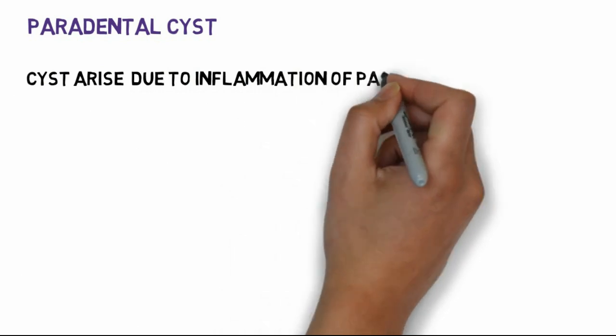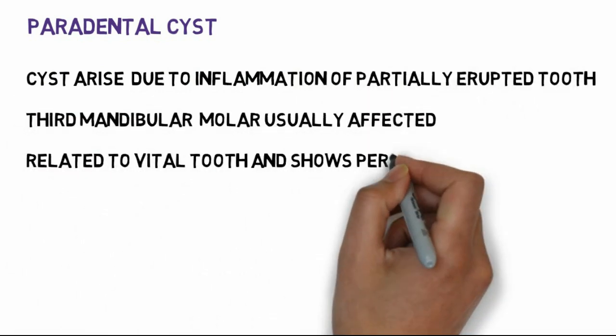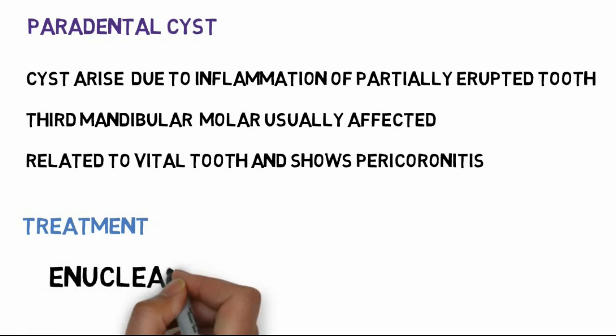Peridental cyst. The cyst arises due to inflammation of a partially erupted tooth. The third mandibular molar is usually affected. It is related to a vital tooth and shows pericoronitis. It is treated by enucleation.